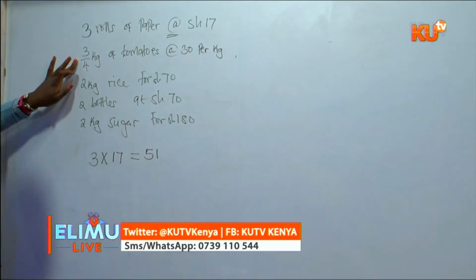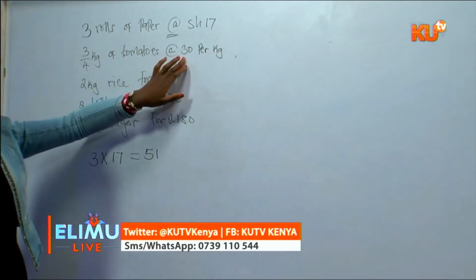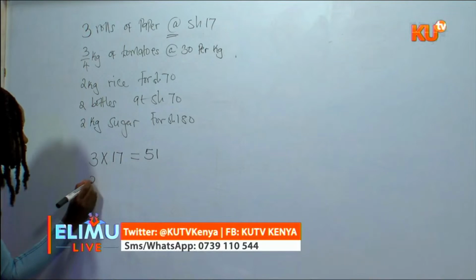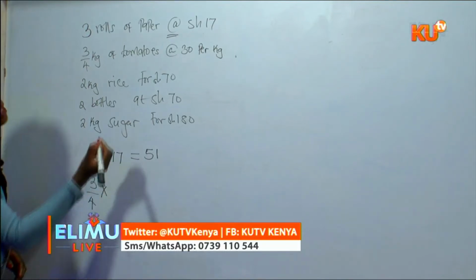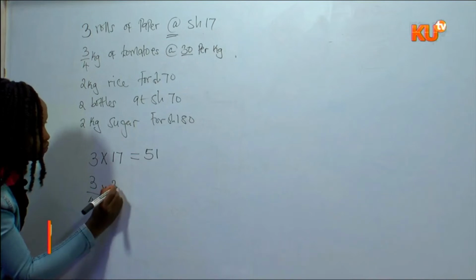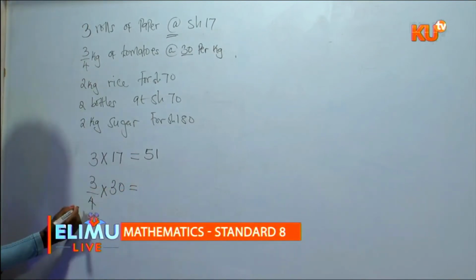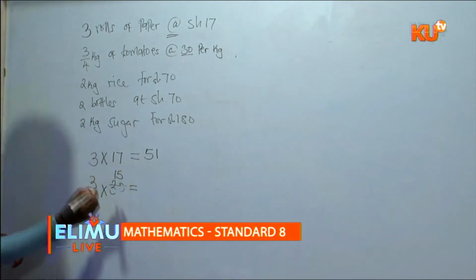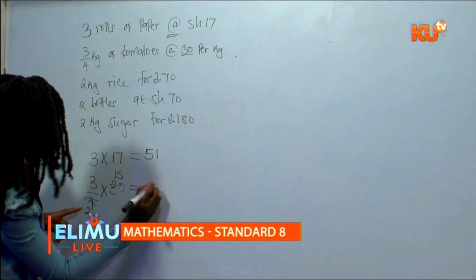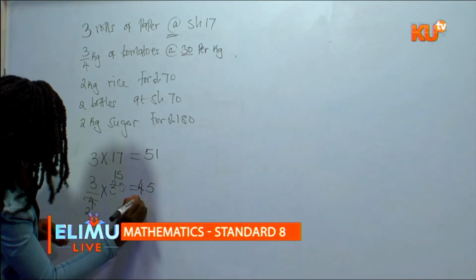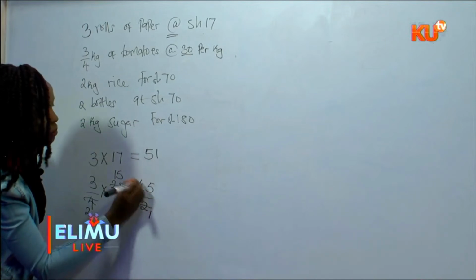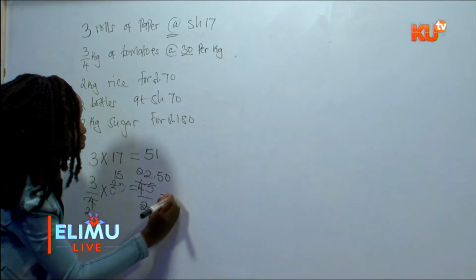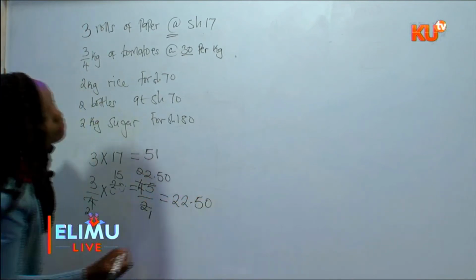Then we have 3/4 kgs of tomato at 30 shillings per kg. So we take the number of kgs bought, it was 3/4, times 30 shillings, the cost of 1. So we simplify here by 2, by 2, 15. 15 times 3 is 45, divide by 2. By 2, 1, by 2, 2. So I get 22 shillings and 50 cents.